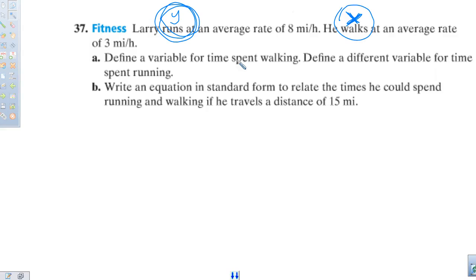All right, who can raise their hand and help me out with this? You're writing an equation in standard form to show the combination of times he needs to spend running and walking to travel a distance of 15 miles. So who can raise their hand and help me out with your setup?